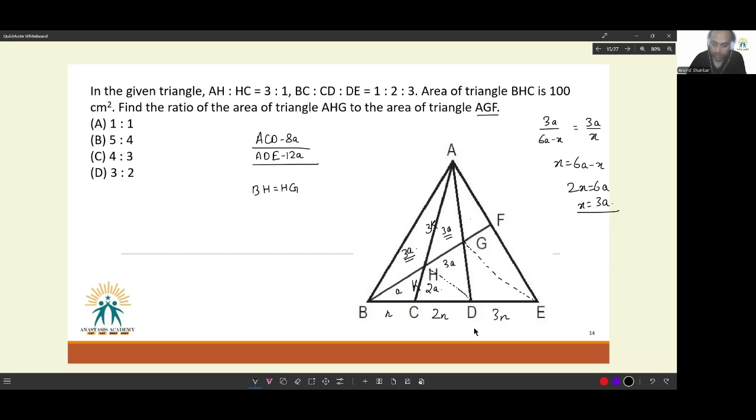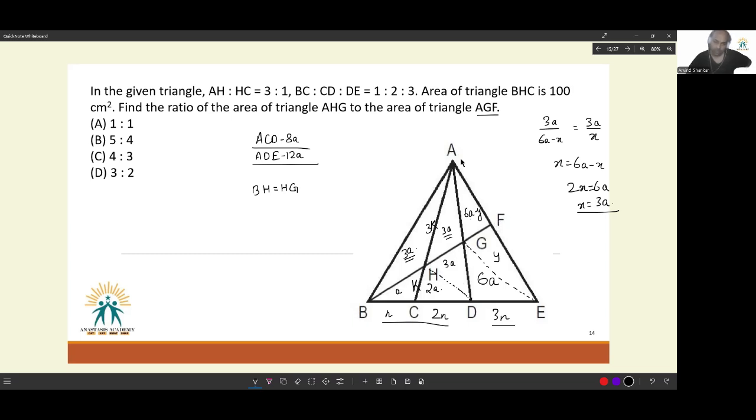For GBD and GDE, the bases are identical. The height is identical, so area should be identical. Here the area should already be 6A. And here the area, if I take the area here to be Y, the area here should be 6A minus Y, because we know ADE had a total area of 12A. Now, utilizing the same logic, I will try to figure out BG is to GF.